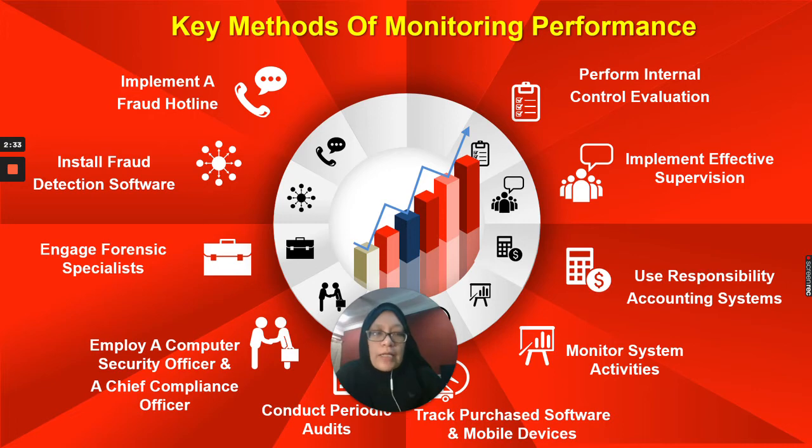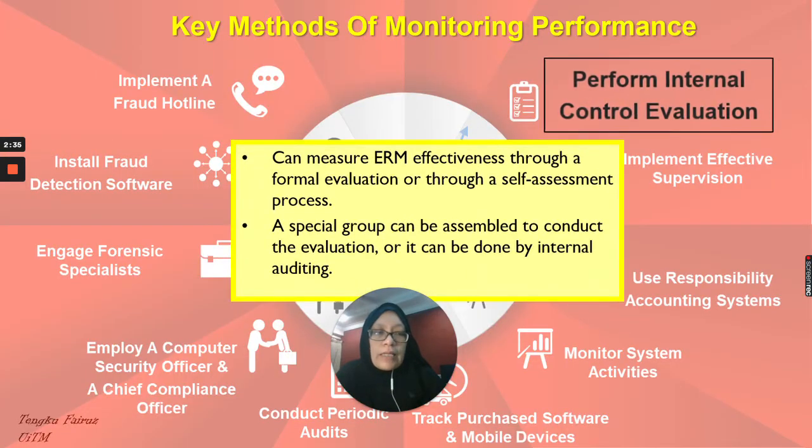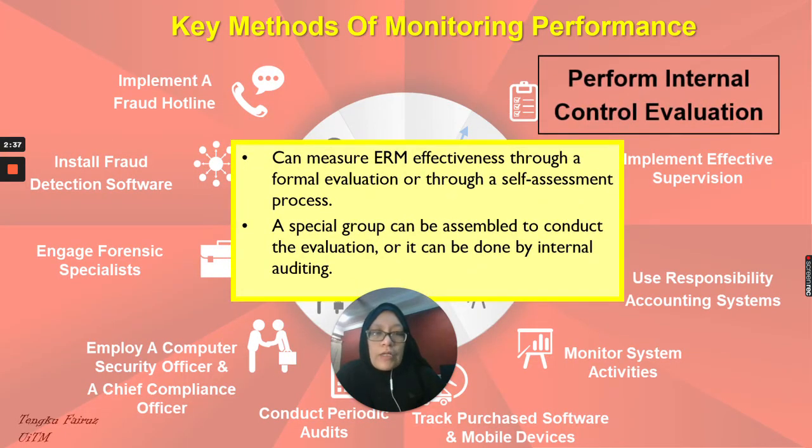Okay, the first one is to perform internal control evaluation. So they can measure the effectiveness of the ERM through a formal evaluation or through a self-assessment process. So they can assign a special group that can be assembled to conduct this evaluation, and also it can be done by the internal auditing.